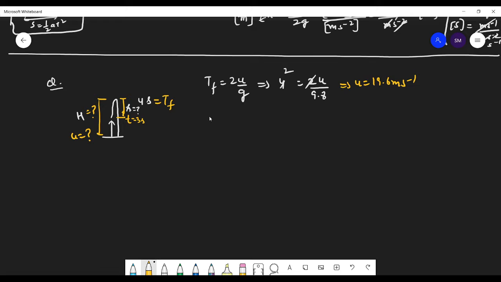Now what will be the height? So H maximum, and you know the maximum height formula is U square by 2G. So you know the value of U. So 19.6 into 19.6 divided by 2 into 9.8. So height will be 19.6 meter. Now what's the third thing? How much distance it has traveled? That also you know.